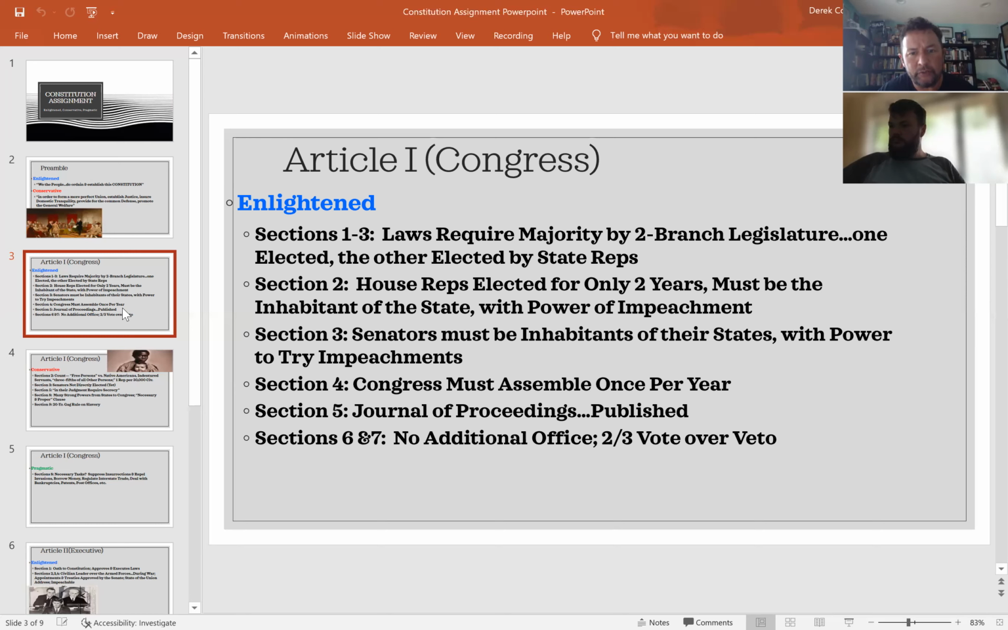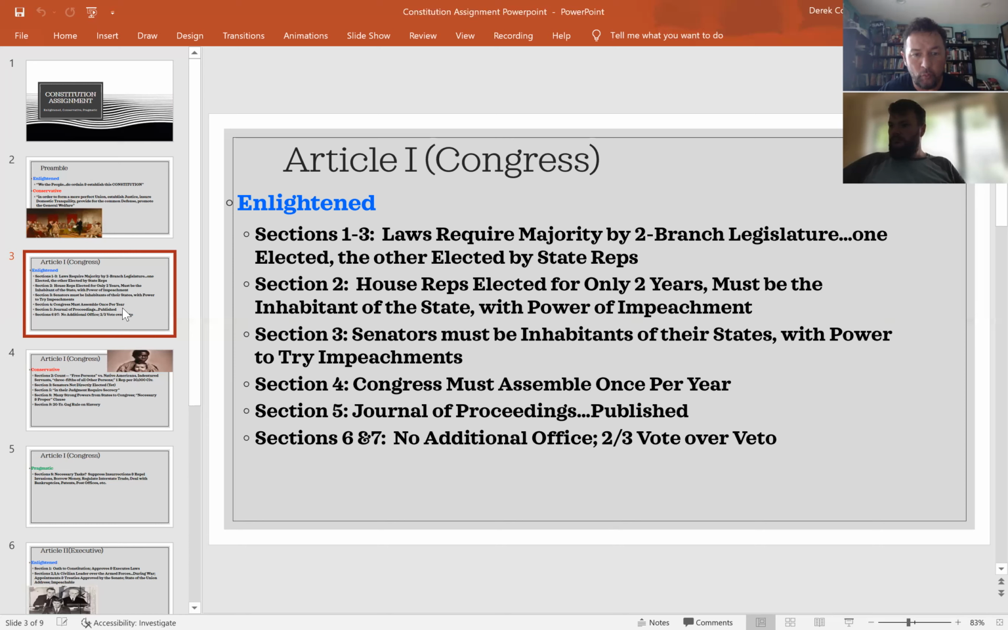Sections 1 through 3. Laws require a majority by a two-branch legislature, one elected, the other elected by state representatives. So is that enlightened in the sense of Montesquieu's writings of checks and balances, right? House reps are elected for only 2 years and must be an inhabitant of the state that they're representing. So direct representation, right? Senators also must be inhabitants of their states, and they have the power to try impeachments.